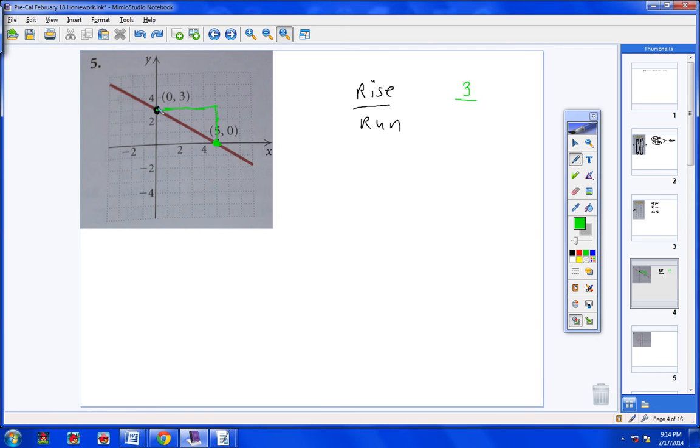Now notice when I put my pin here, I don't count. I count when I move to the first space. So I put my pin here and I go 1, 2, 3, 4, 5. So my run is 5. So it looks like your slope is 3/5. But remember, whenever a line is sloping downward from left to right, your slope is negative. So your final slope of this line is negative 3/5.